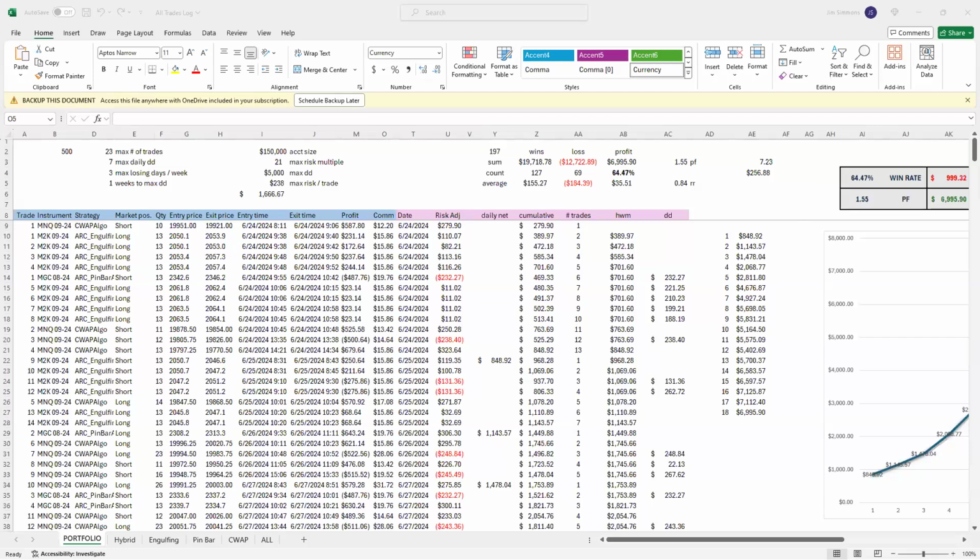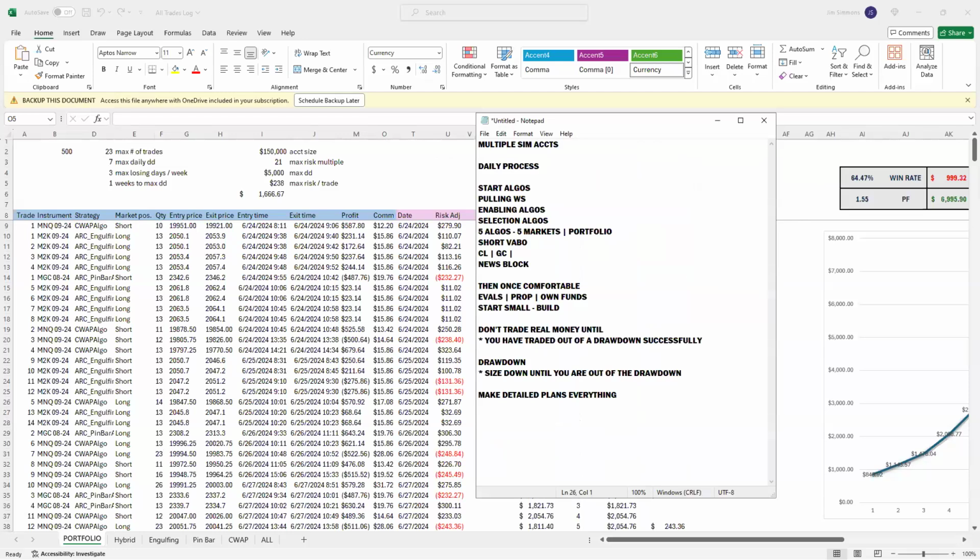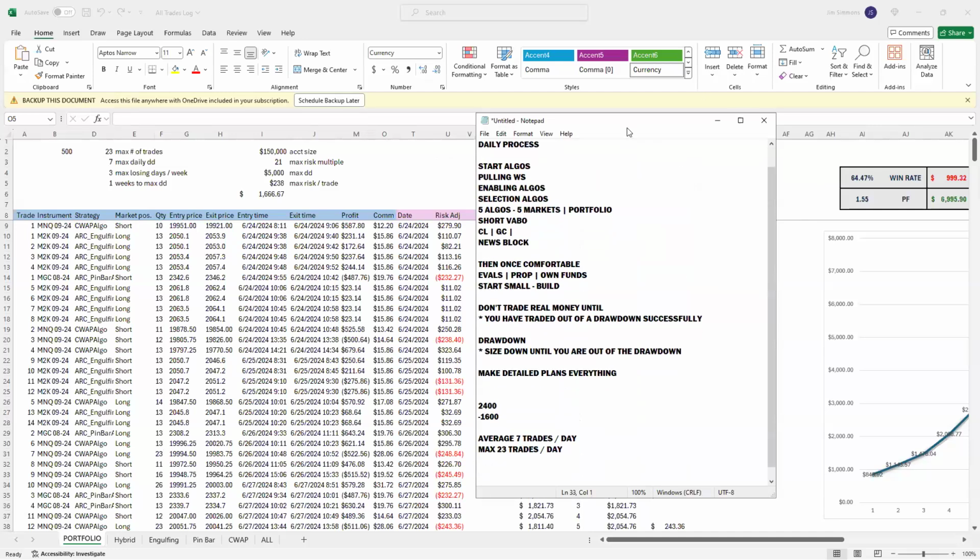So we're just kind of using this as an example of how to plan this out. So max is 2,400, minimum is negative 1,600, and that's your plan. You're going to average 7 trades a day. Max is 23 trades per day. Figure this stuff out so that you know where you need to be.